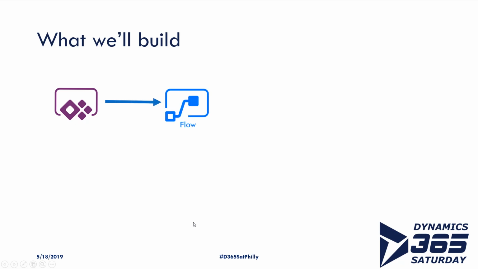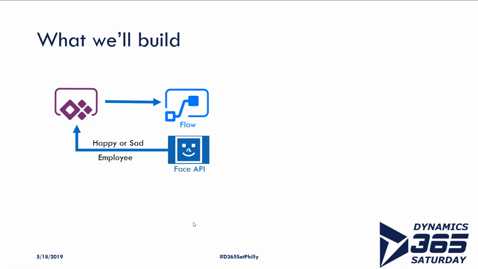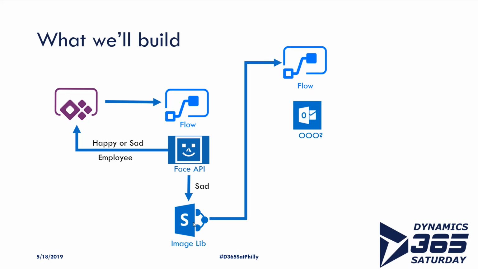So we're going to start with the PowerApp. We're going to then use Flow to automate the connection to the Face API to see if you're happy or sad. If you're sad, we're going to then save that image in an image library, which is going to trigger a flow for the approval.